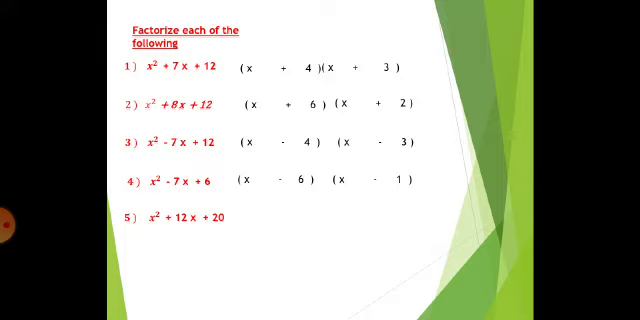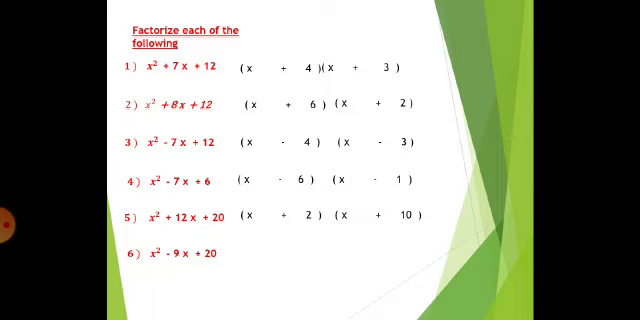4 times 5 equals 20, but 4 plus 5 equals 9. 2 times 10 equals 20, and 2 plus 10 equals 12. So we can write x and 10, x and 2. Drop the same sign of the middle, so we can write (x plus 2) and (x plus 10).